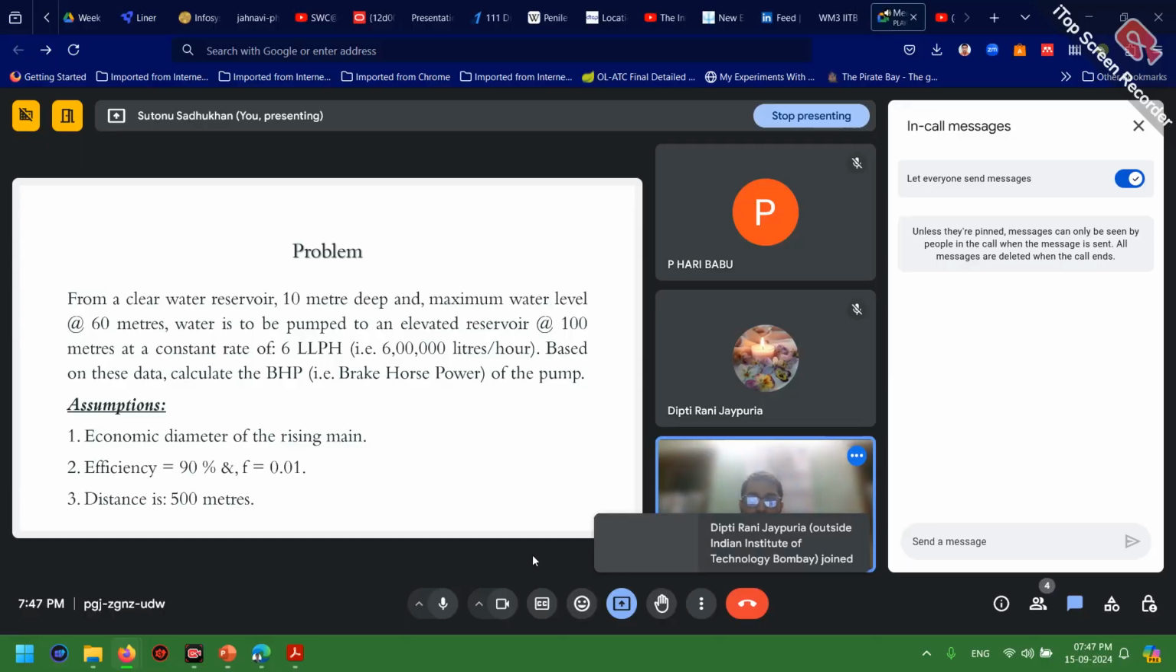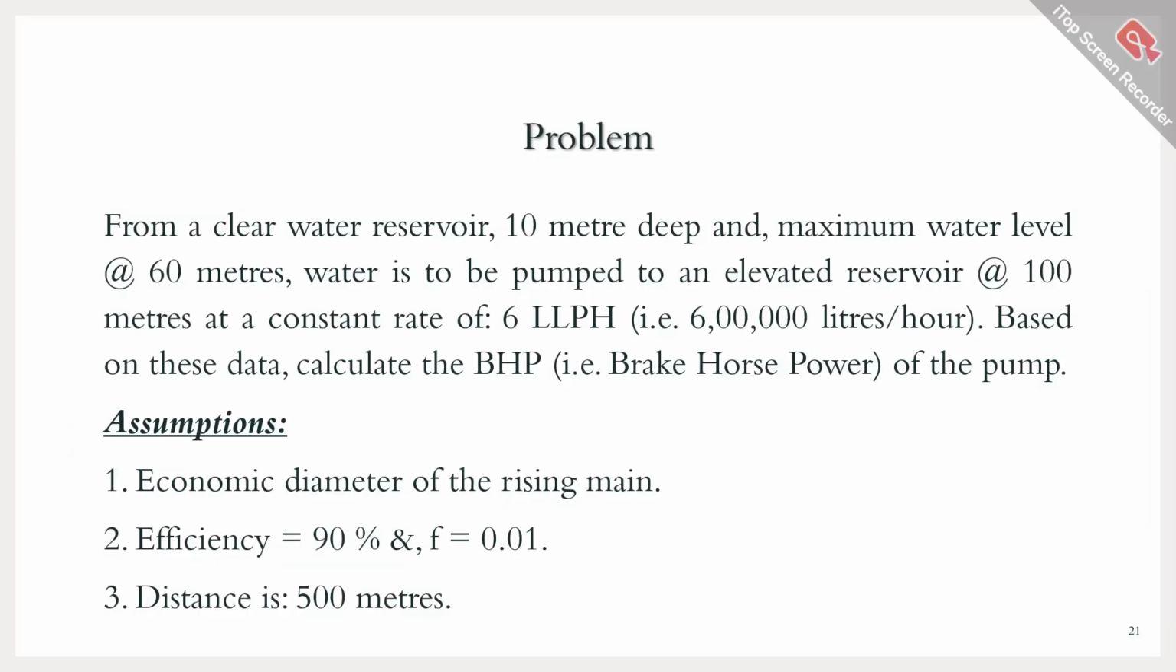Can you do that? Welcome, Deepti. So we are solving a problem now. I will restate the problem for you. From a clear water reservoir 10-meter deep and maximum water level at 60 meters, water is to be pumped to an elevated reservoir at 100 meters at a constant rate of 6 LLPH, that is 6 lakhs liters per hour. Based on the data, you have to calculate the bhp, that is brake horsepower of the pump.